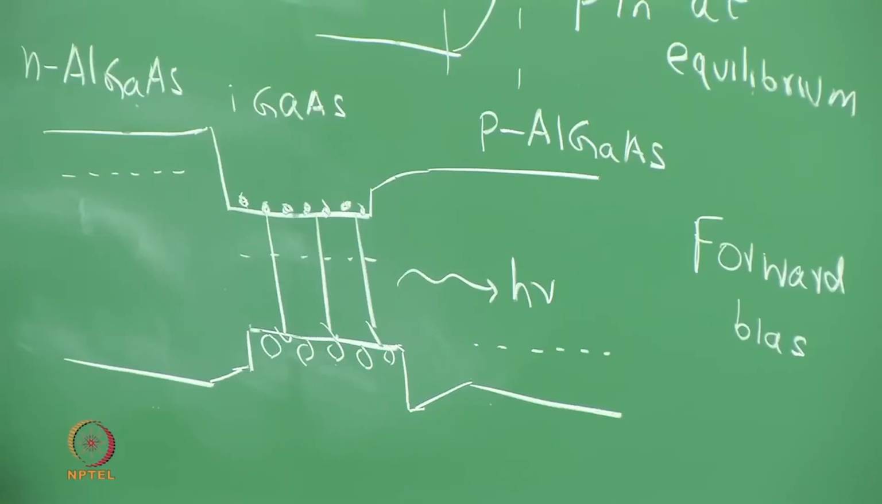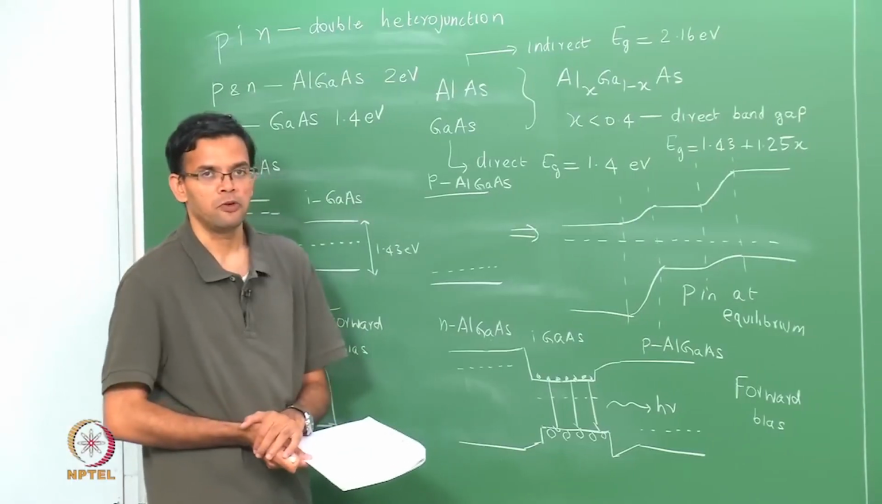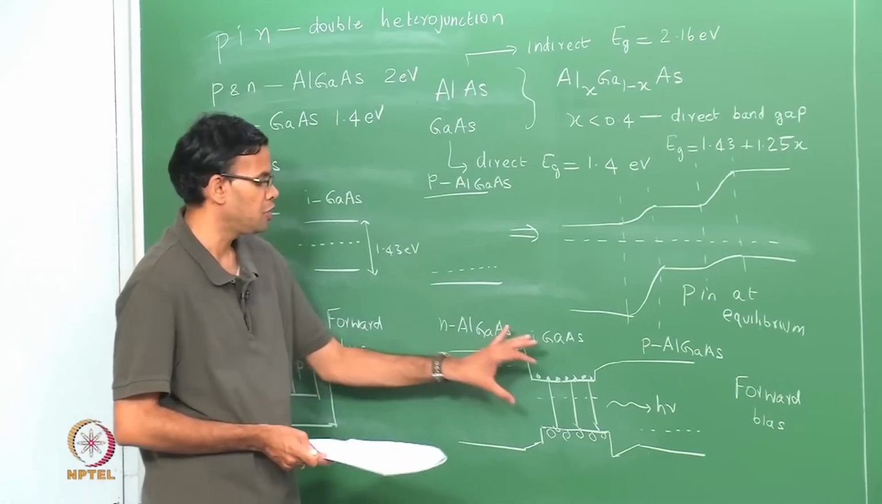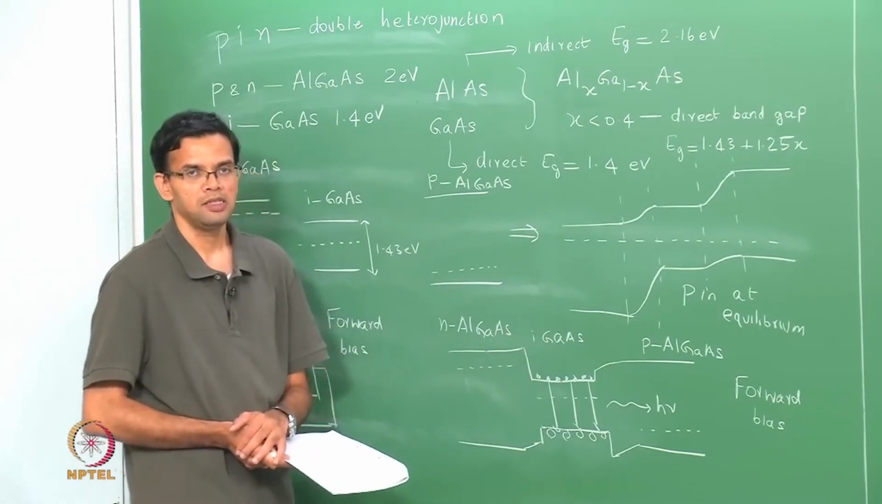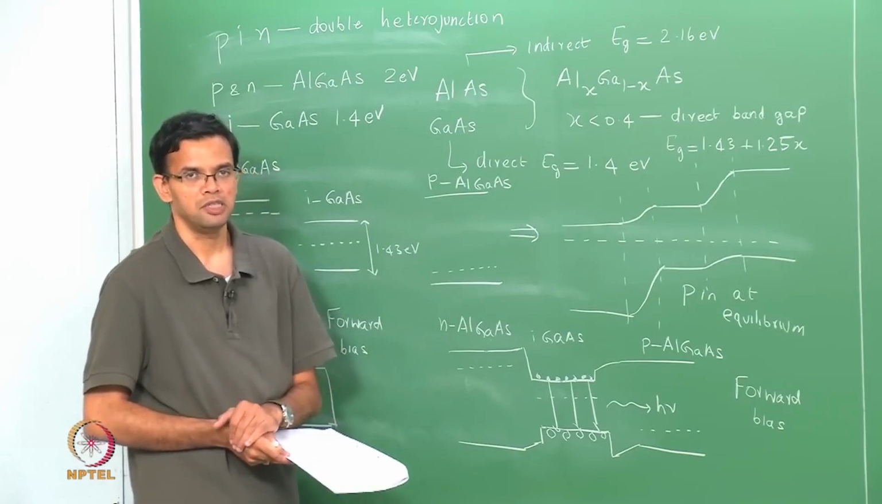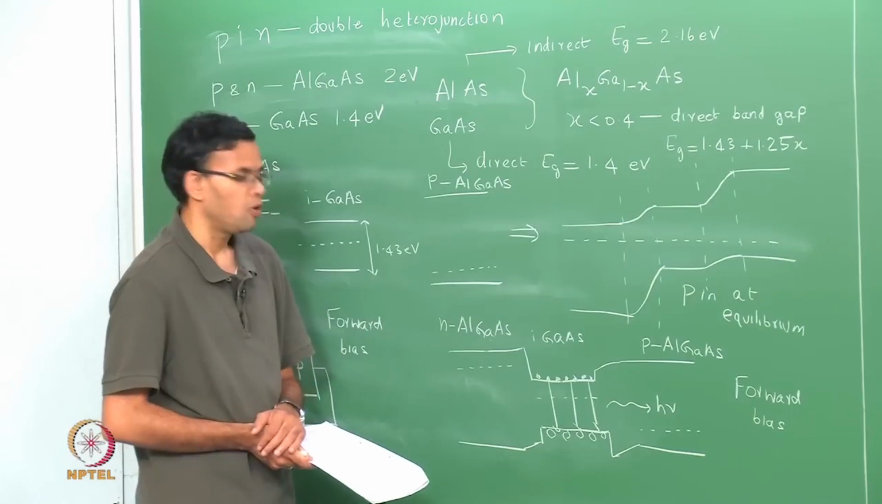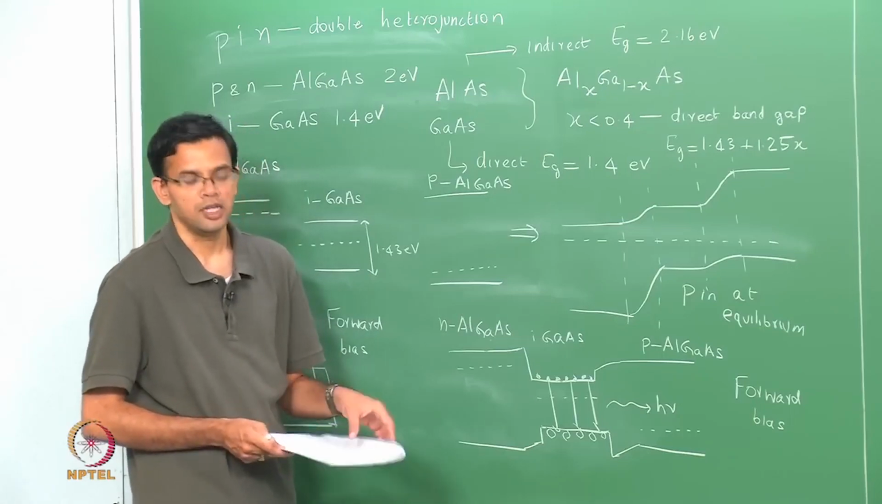So, the energy of the radiation that comes out depends upon the band gap of the gallium arsenide region. So, it has a value of around 1.4, but by using a double heterojunction we can make sure that most of the carriers are located in the intrinsic region, so that we increase the efficiency of the recombination and then produce more light.